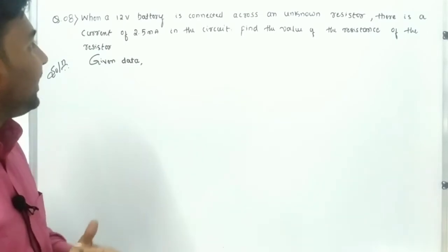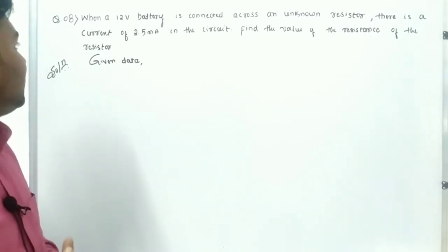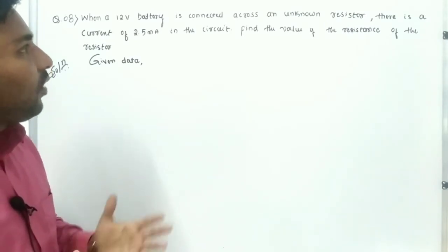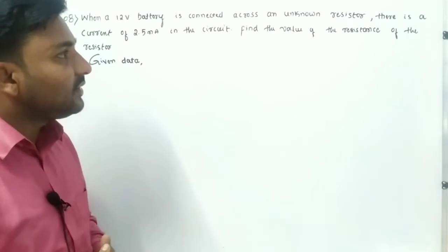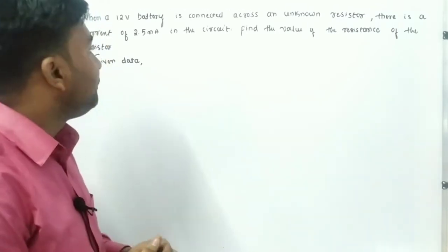When a 12-volt battery is connected across an unknown resistor, there is a current of 2.5 milliampere in the circuit. Find the value of the resistance of the resistor. So this is the question.